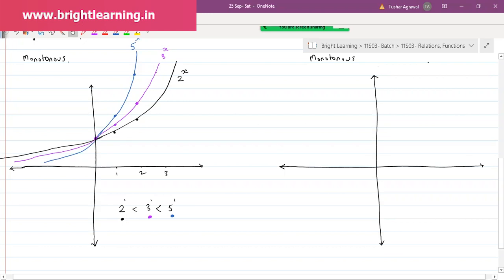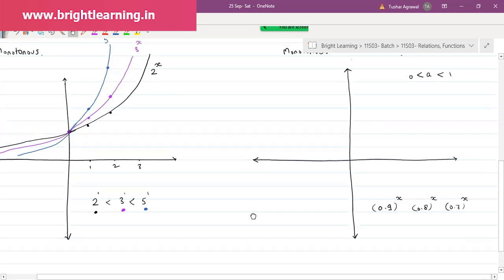Try thinking for some time for this case also. Let's say now for this graph, a is between 0 and 1. Try to work out how the relative positions of the graphs will be for 0.9 raised to x, 0.8 raised to x, and 0.7 raised to x. Try thinking for some time.